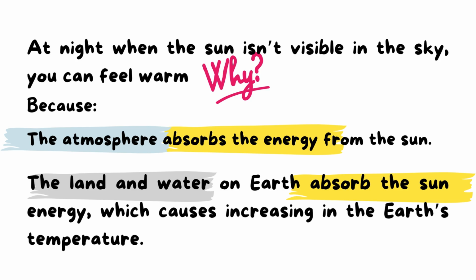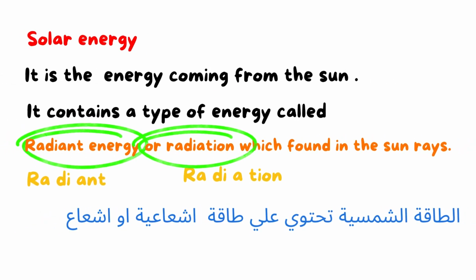So now, what is the meaning of solar energy? Yes, it is the energy coming from the sun. We call it solar energy. It contains a type of energy, okay? This solar energy contains a type of energy called radiant energy, or radiation, which is found in the sun rays. So the solar energy contains a type of energy called what? Yes, radiant energy or radiation.